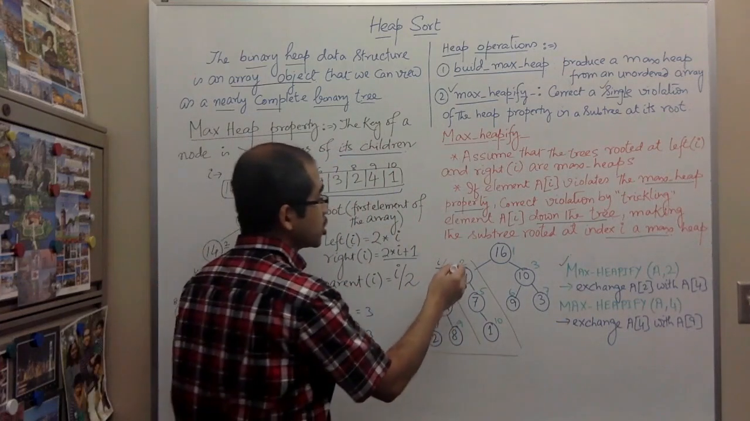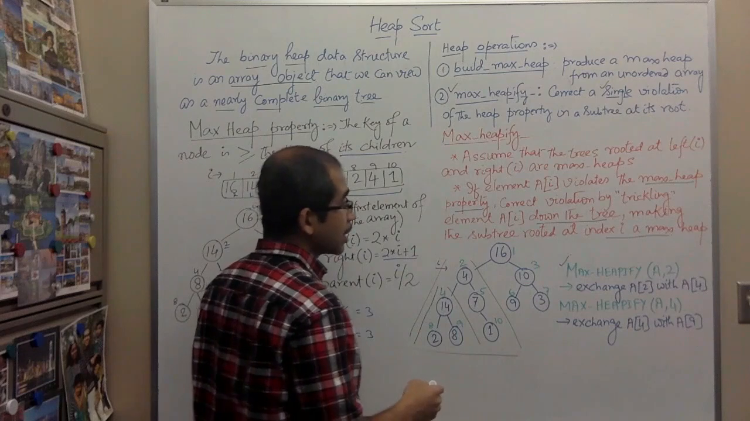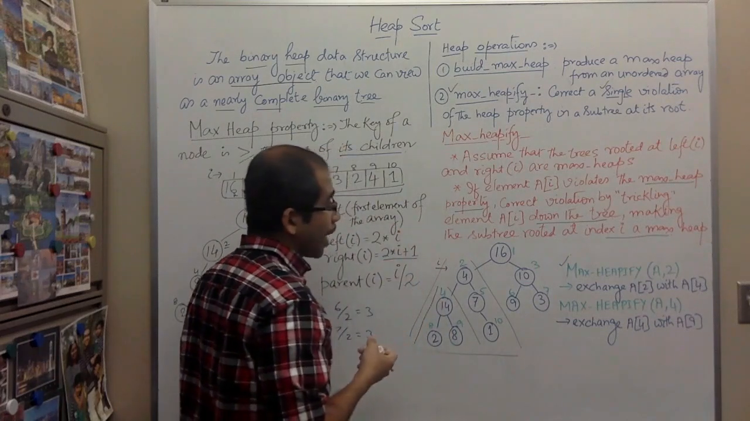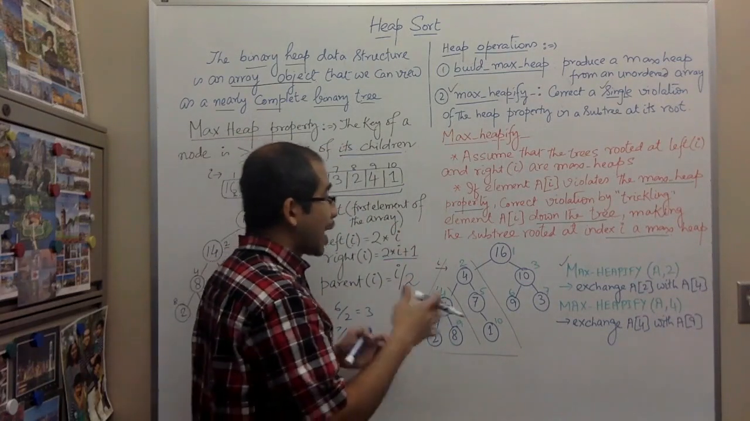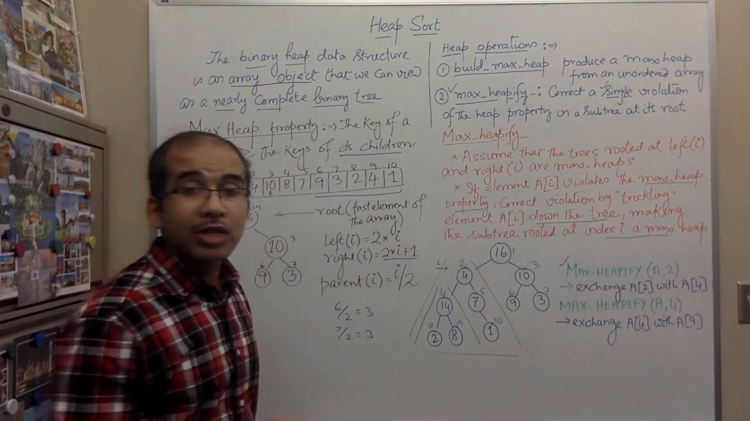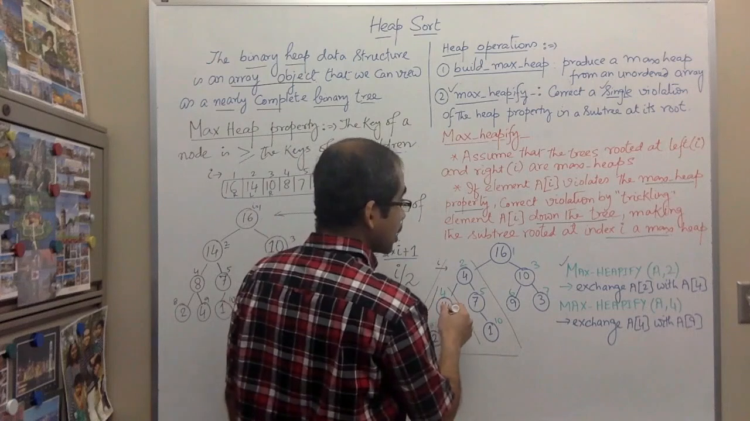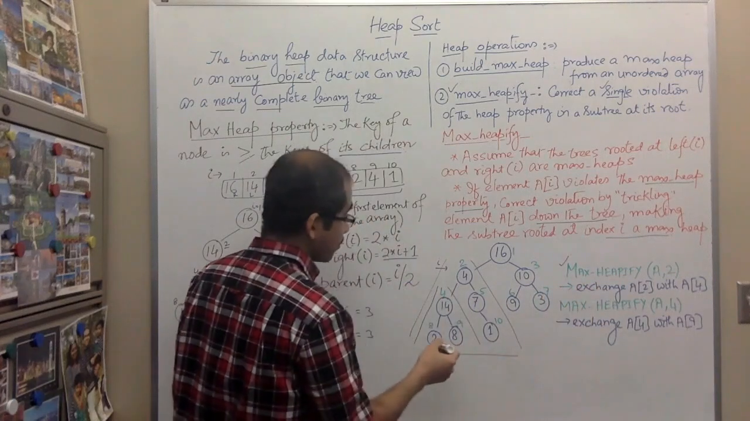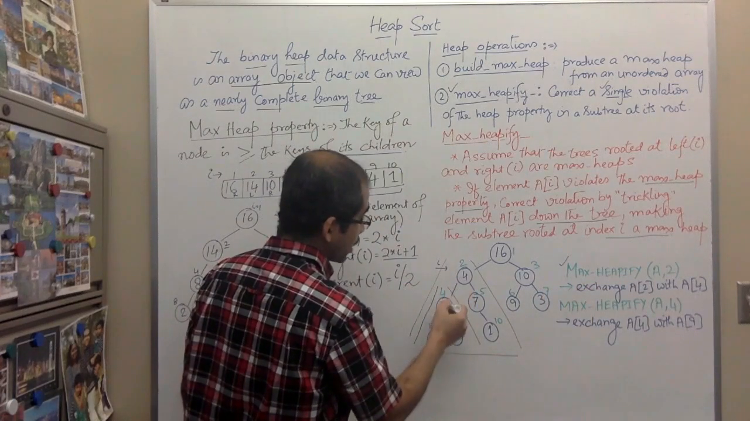Max-Heapify(A, 2): 2 is the position and A is the array. So Max-Heapify(A, 2) means max heapify the subtree rooted at 2. At this stage, I swap, so exchange A[2] with A[4].